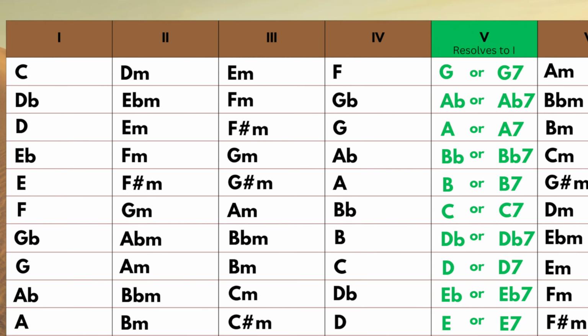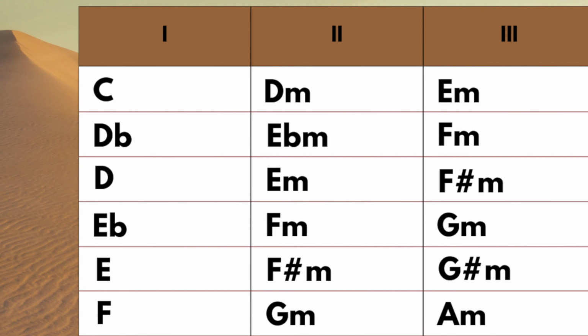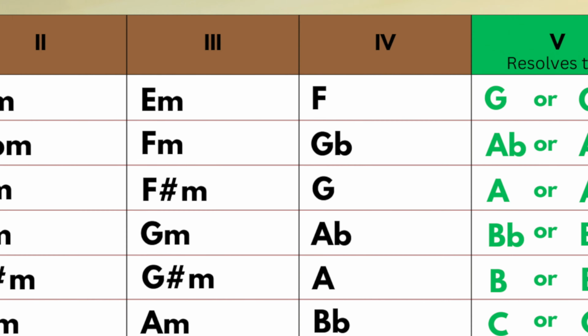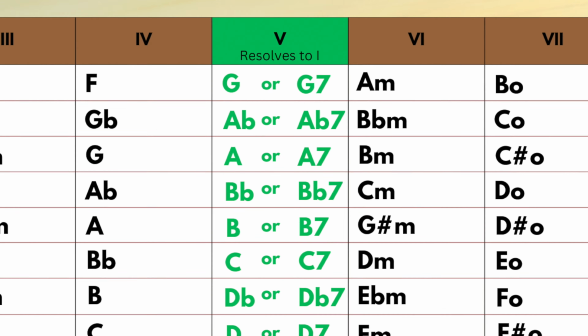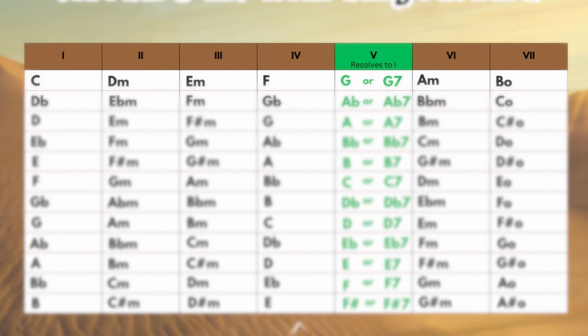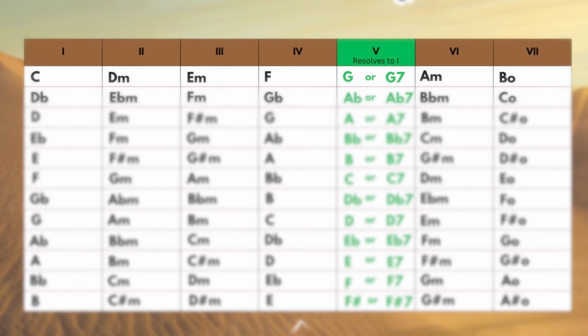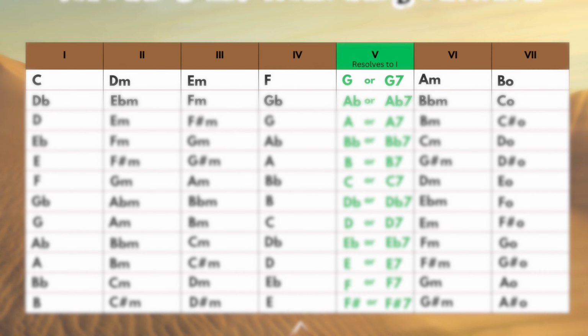But first, some context. These are the chords of the major key. We refer to them as Roman numerals, with the 1 chord on the left, which is usually the name of the key, progressing through all of the chords in that key from left to right. C, D minor, E minor, F, G, or G7, A minor, and B diminished.